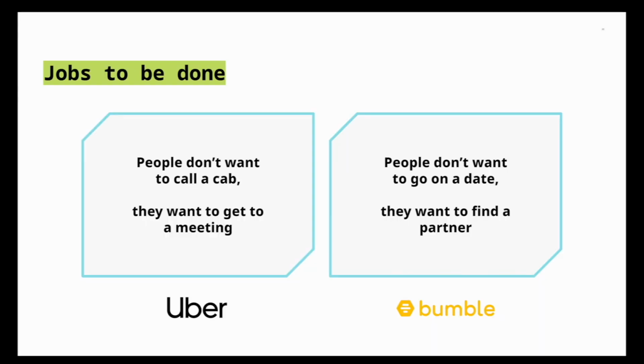In the context of some popular products, people don't want to call a cab, they want to get to a meeting. People don't want to go on a date, they want to find a partner. But again, if we take a step back, you could replace Uber and Bumble with products that you would never even think of as competitors. People want to go to a meeting and they can go on Zoom. People want to find a partner and they can use intramural sports.